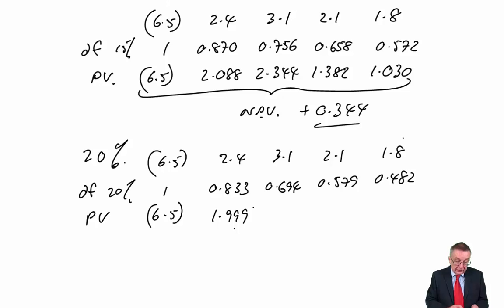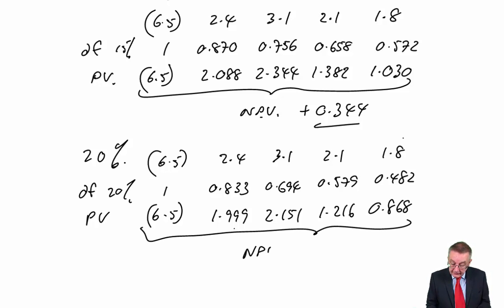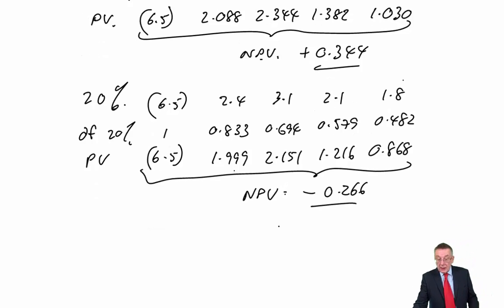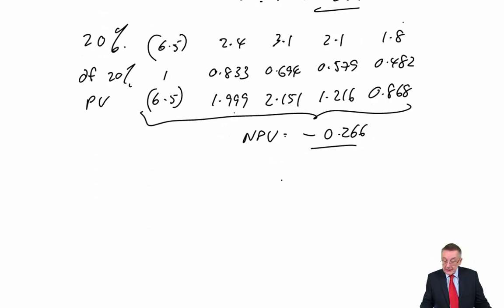3.1 times 0.694, 2.151, 2.1 times 0.579, 1.216, times 0.482, 0.868. The net present value is minus 0.266. Thankfully it's lower, otherwise I'd have made a mistake. It must be lower at a higher rate.